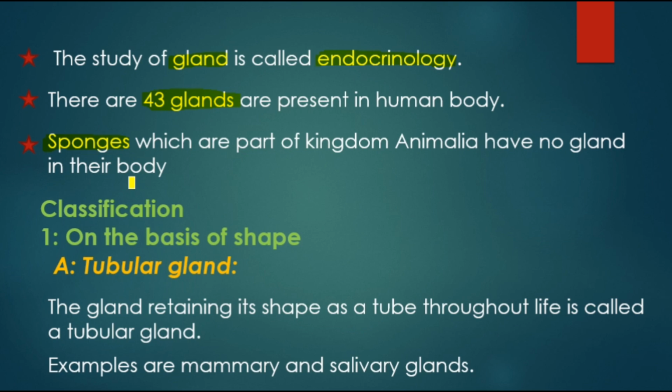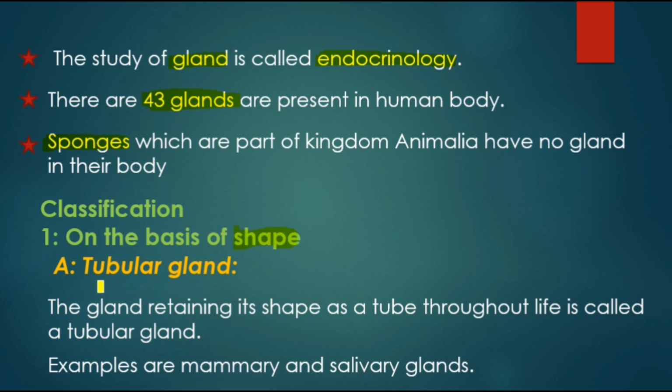After understanding the definition of glands and the number of glands found in the human body, next we will talk about the classification of glands. So the first classification is based on the shape of the glands. On this basis, we will classify the glands into the following categories.